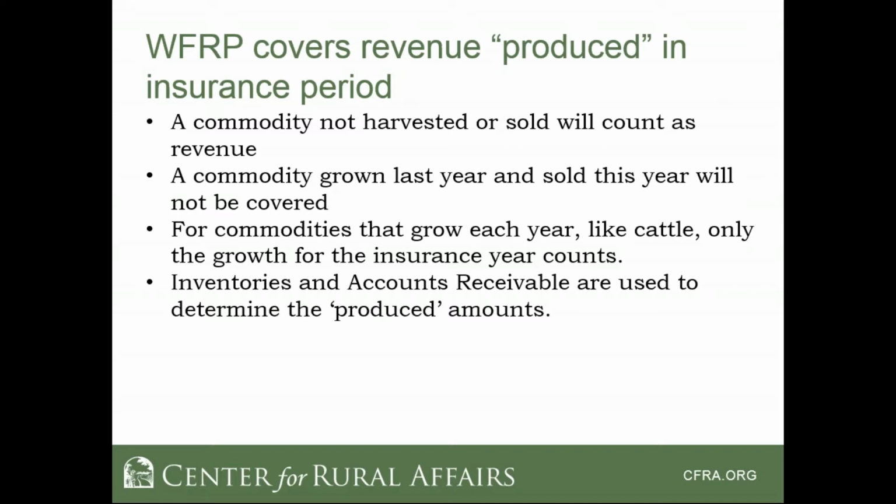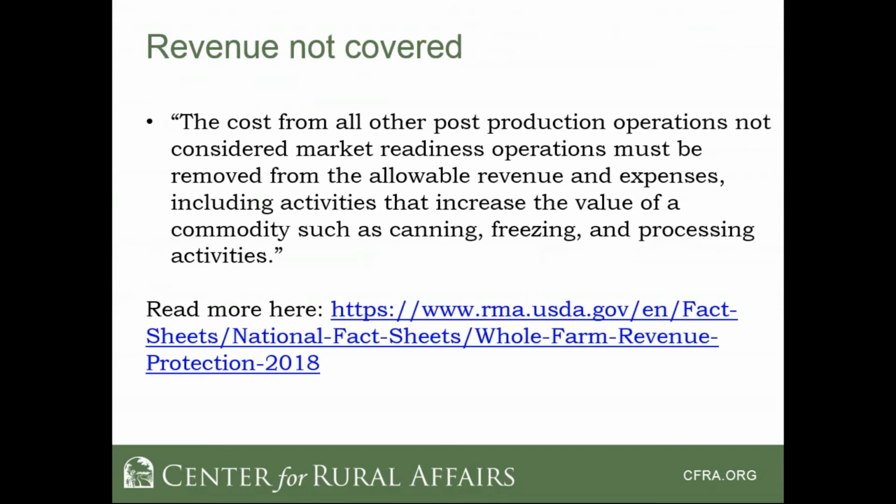The last thing to say about revenue is, in order to work with your agent and determine what your expected revenue is, you look at your inventories and accounts receivable to determine these produced amounts for the year. One point I wanted to make that I almost got into is about what revenue is not covered. The cost from post-production operations, not considered market readiness operations, must be removed from the allowable revenue and expenses. So this includes activities such as canning, freezing, and processing.